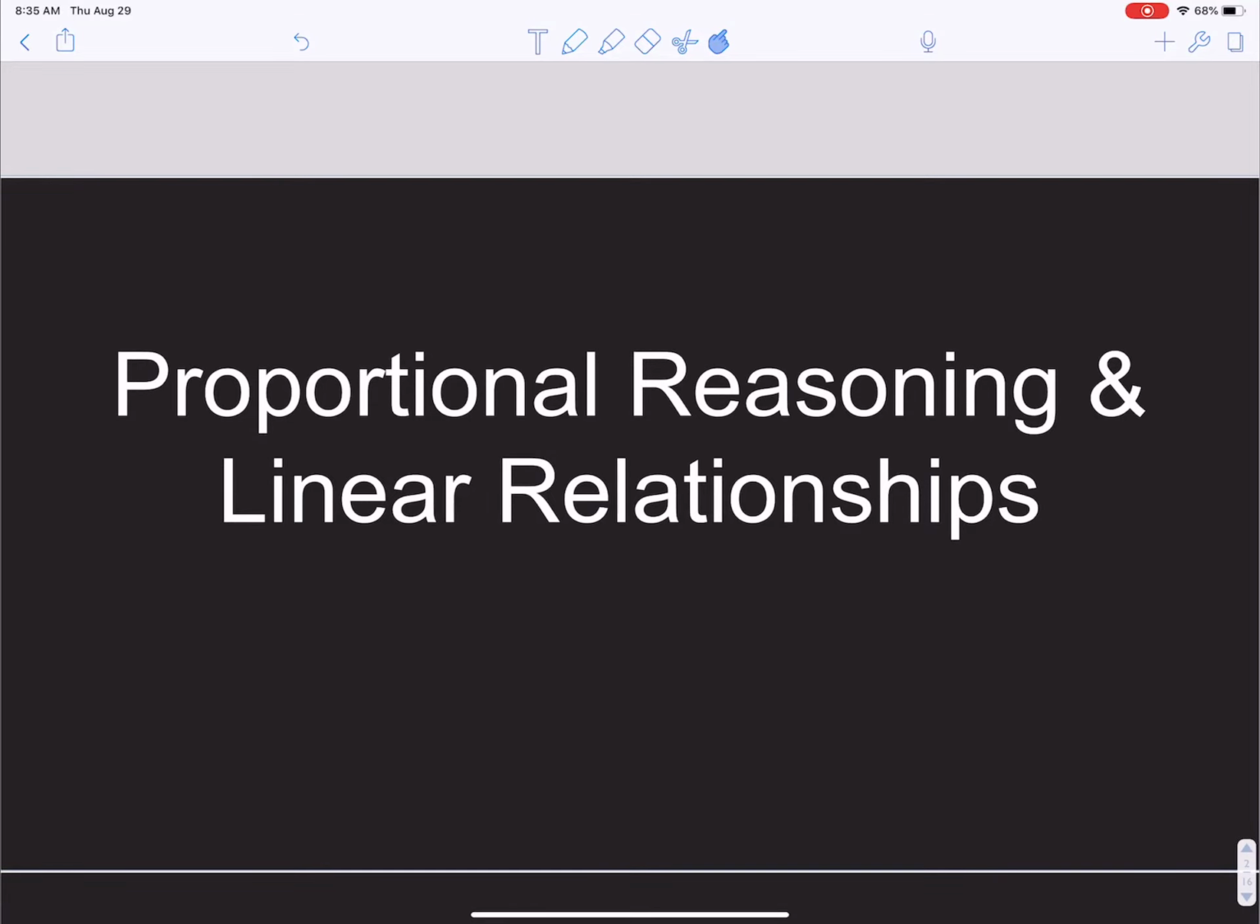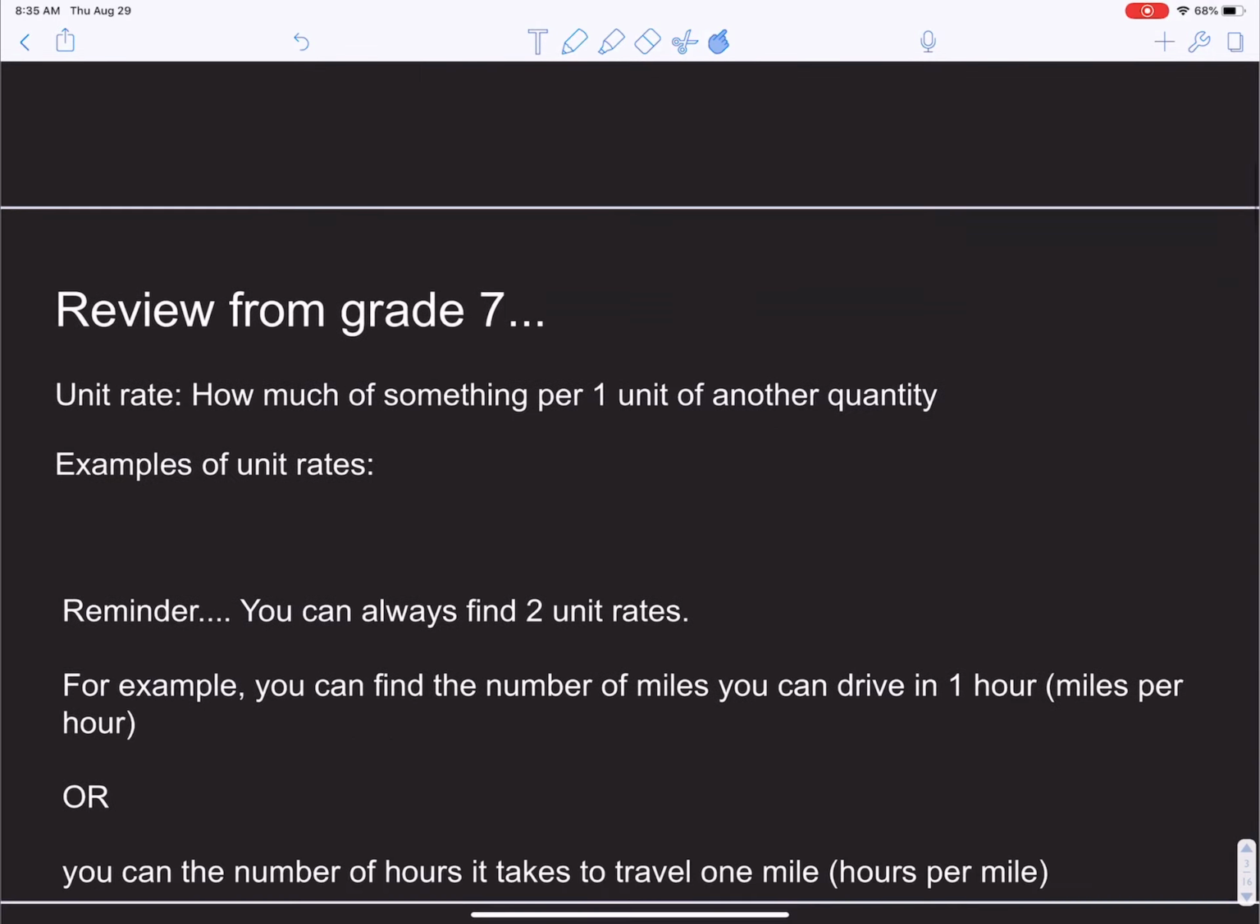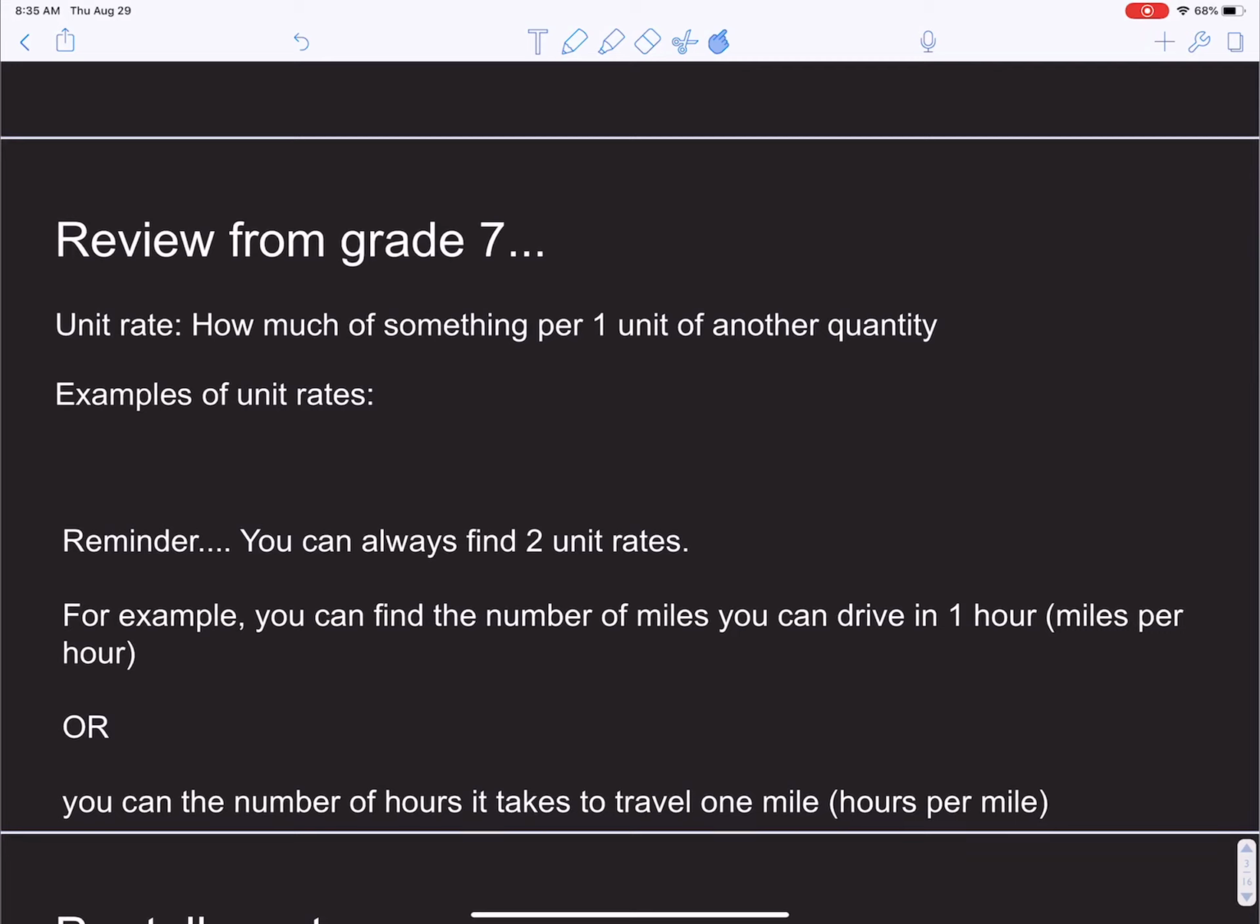Today we started our first unit for proportional reasoning and linear relationships. Part of that comes from what you did in 7th grade with proportional reasoning, rates, and ratios. One of the first things we need to remember is unit rate. A unit rate is how much of something per one unit of another quantity.